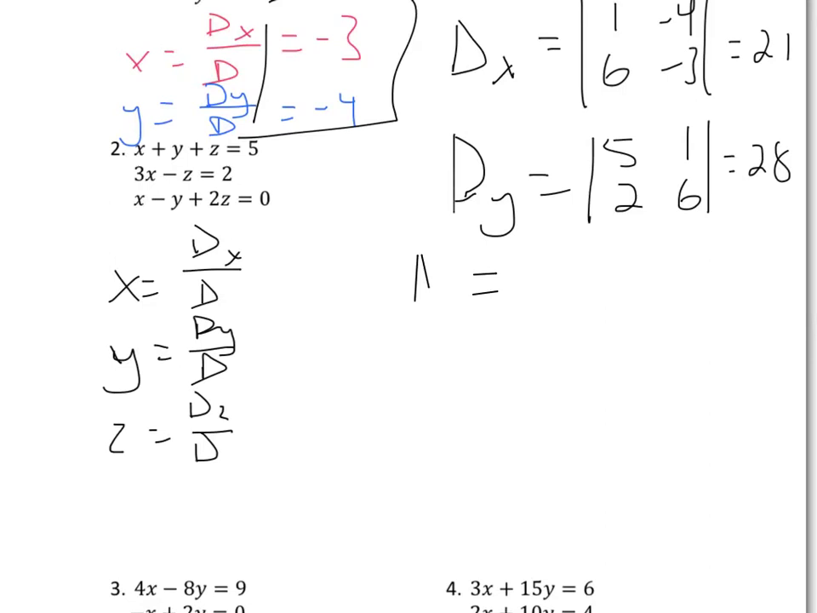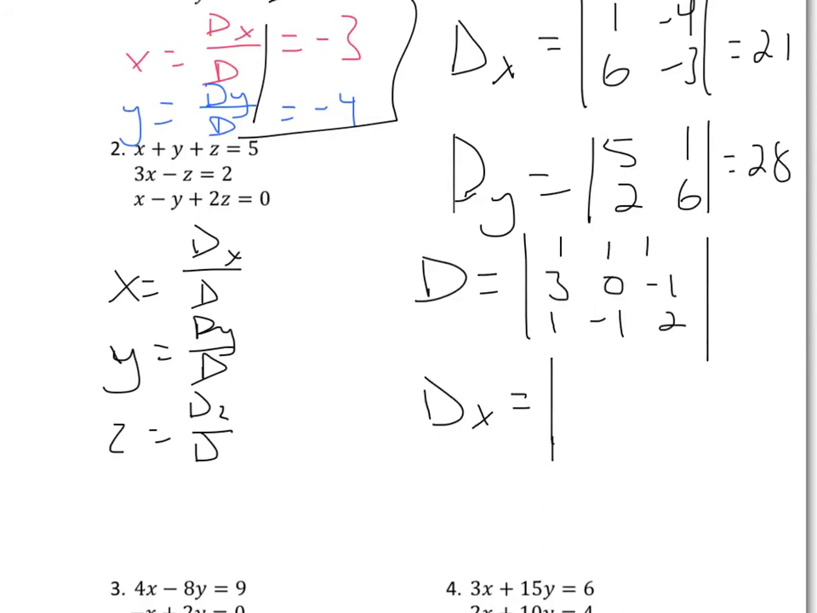So to do d, we have a big 3 by 3 matrix: 1, 1, 1 across the top, 3, 0 because there's no y, -1, and 1, -1, 2. All right, dx, I'm going to set them all up and then we'll solve them. Dx equals, keep everything else the same, replace the x with our constants, these constants over here. So dx is 5, 2, 0, 1, 0, -1 doesn't change, 1, -1, 2 doesn't change.